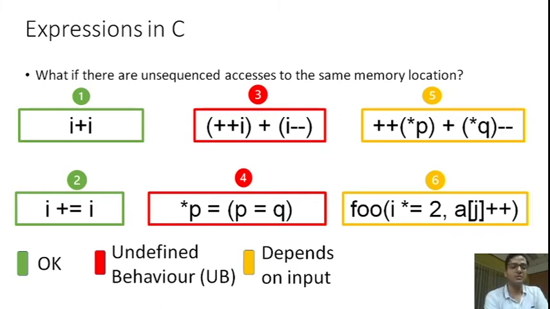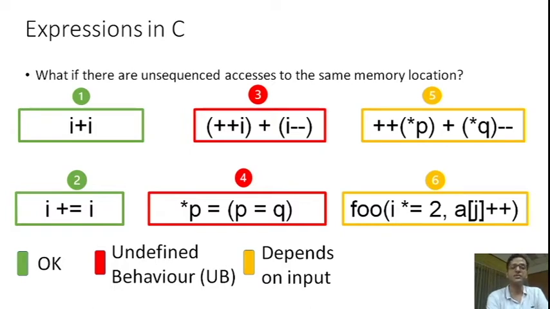In the first example, i + i, there are unsequenced accesses to the same object i, but both accesses are read accesses, and thus this is a legal expression in C. In the second expression, there are two accesses, of which one is an update, but C semantics state that the RHS of an assignment is sequenced before the update to the LHS of the assignment, and thus even such an expression is completely legal in C.